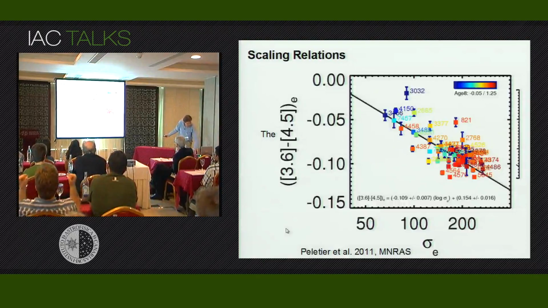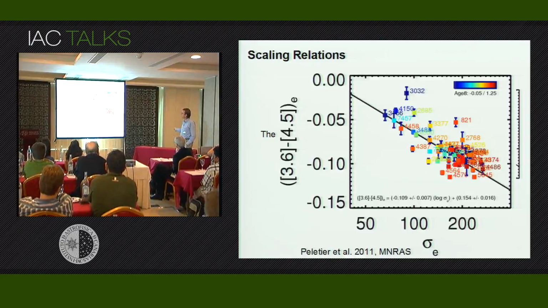Good. This is the color sigma relation here. Let me make it a bit bigger. What we see is that the points are colored with the optical age, the age you get from the optical data inside Re over 8. That's why there's an 8. So all the galaxies that get a very old age in the optical are out here, except for a few which go to different values.